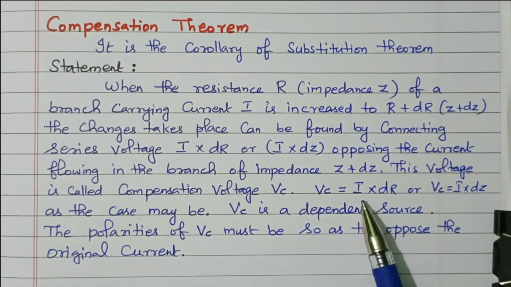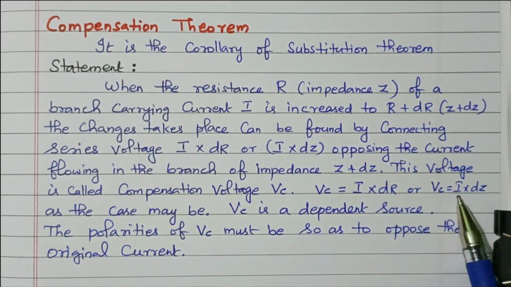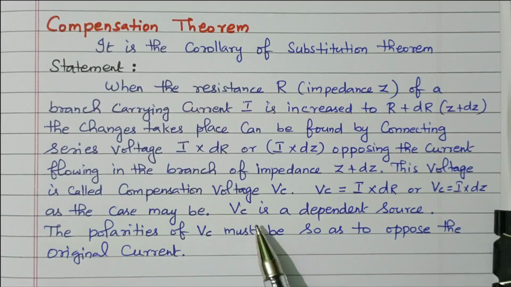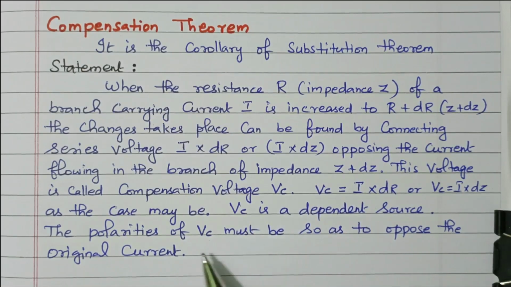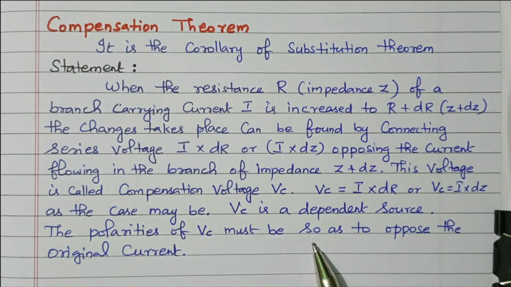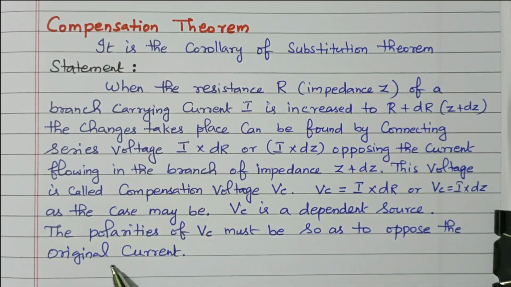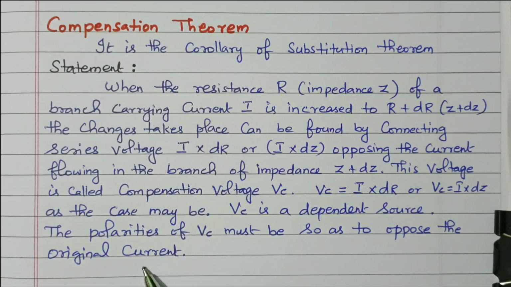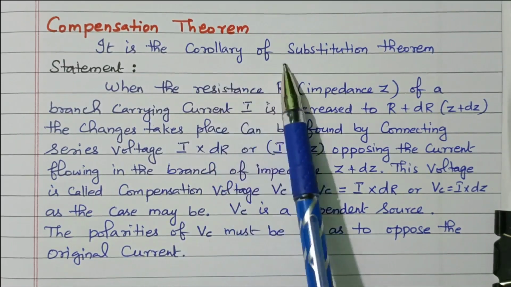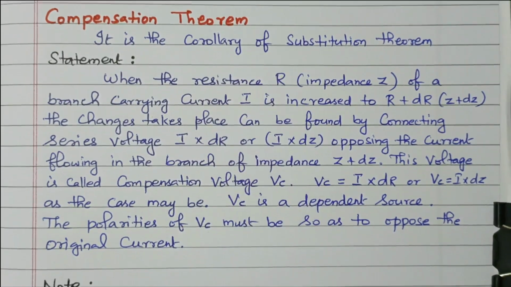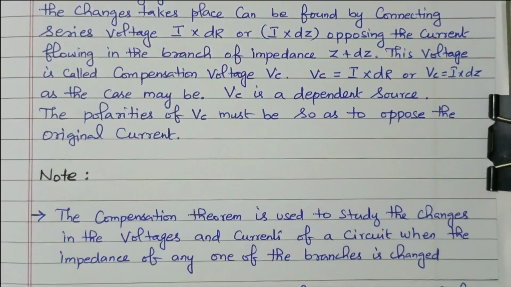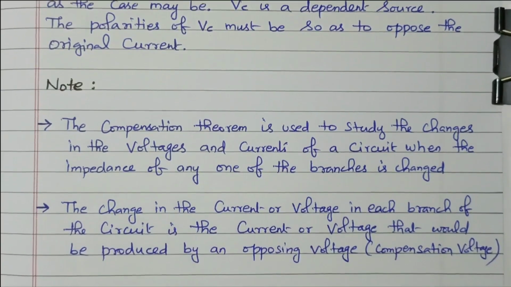That is calculated as I into dR or I into dZ. Vc is a dependent source. The polarity of Vc must be to oppose the original current. The polarity must be opposing, so you have to connect it in reverse order. Right? So this is the corollary of the substitution theorem. We will see the further important points.